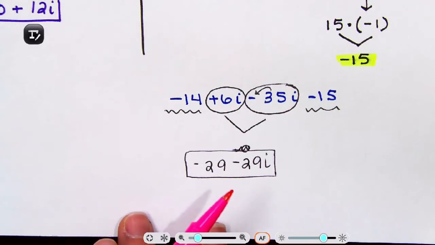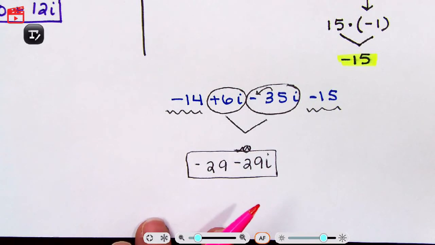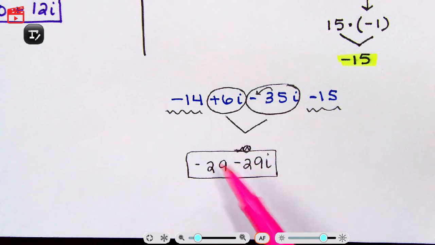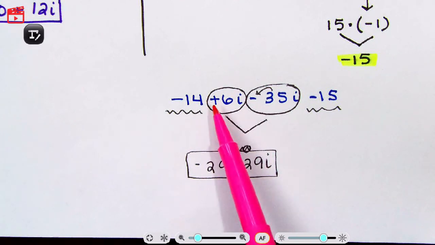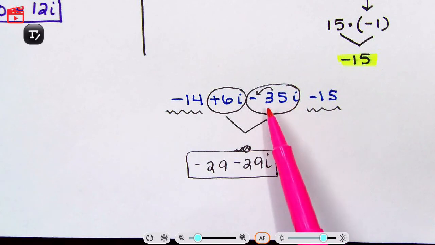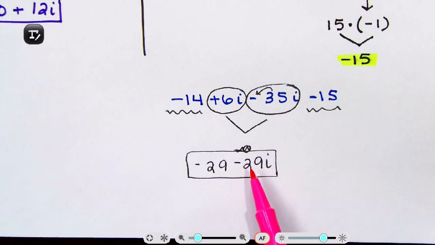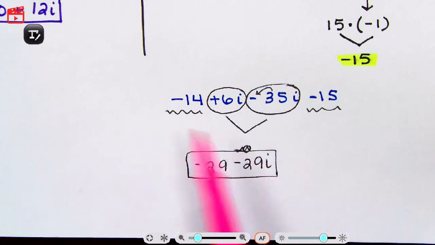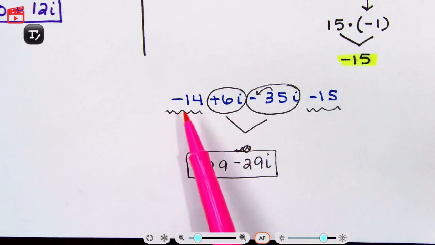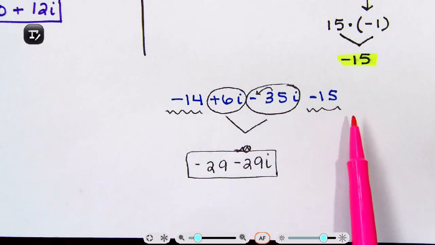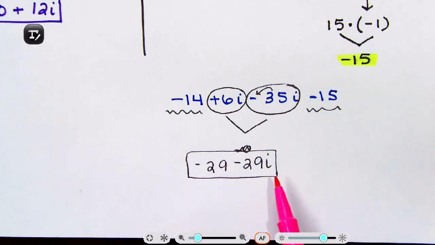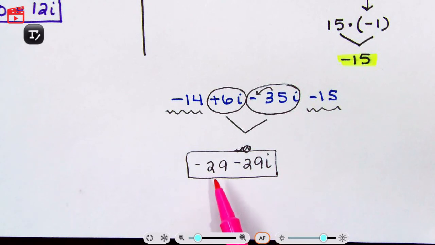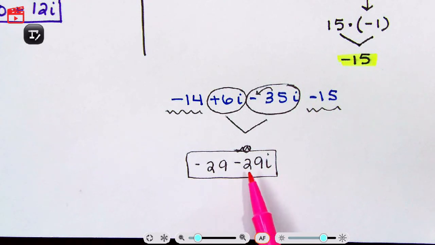Shifting this paper up just a little bit, I have pre-circled our common terms here and also underlined common terms. So notice that you have 6 i's that are positive and 35 i's that are negative. That means you have a total of 29 negative i's. And here without your i's, you have negative 14 and negative 15. So therefore you have just a numerical negative 29 without an i. So your answer is a complex number with negative 29 minus 29i.